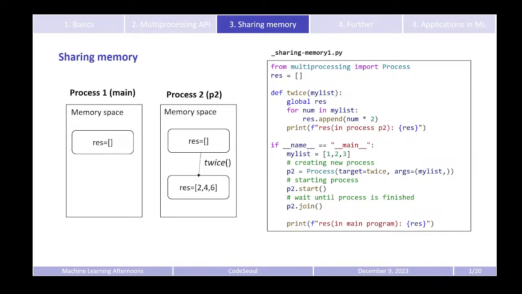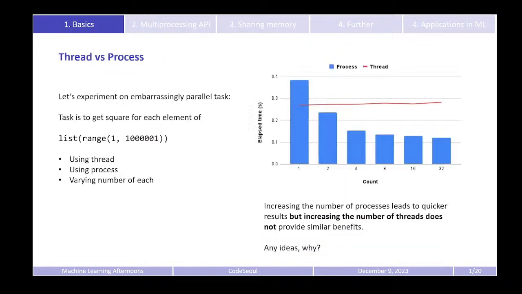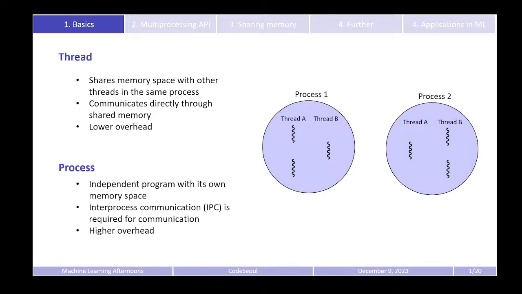Then the next thing is how to share memory. It's a bit of a tricky question because, as we mentioned previously, every process is located within its own memory space. So how can we update, let's say, some variable in process 1 from process 2? Is it possible? And if it's possible, how do we do it?